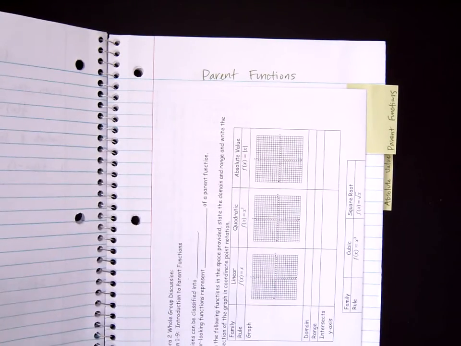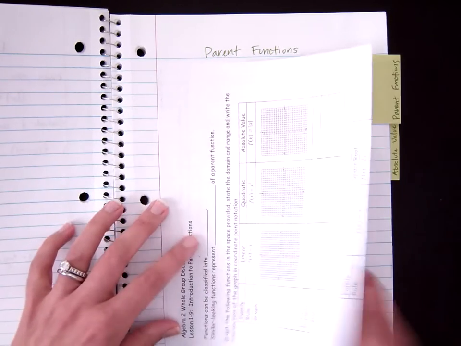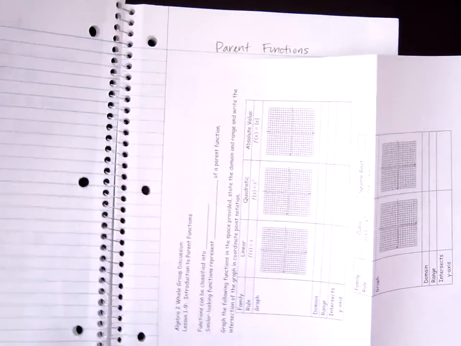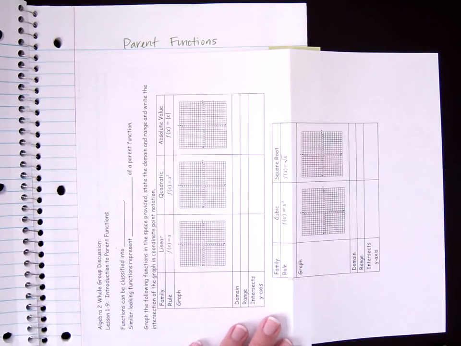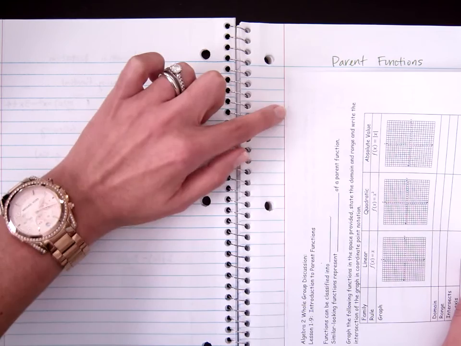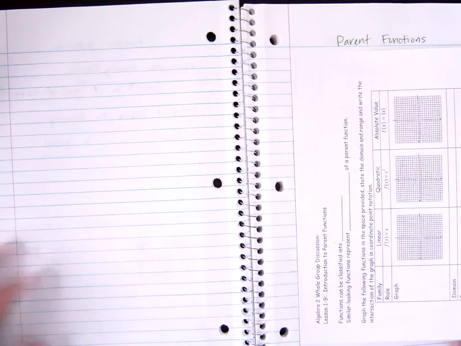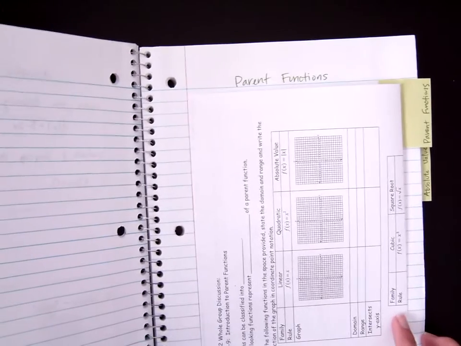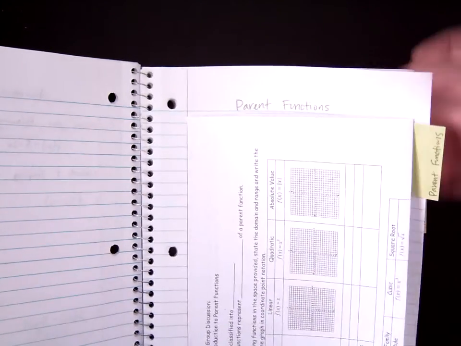Page 13, parent functions. Okay, you had to fill this in for homework. I just folded the full sheet. If you unfold it, you had to do all the parent functions, and then there is a back as well. So again, I only taped right here and then down here, just at the very top, so that you're able to flip it over. Don't tape the corners because you won't be able to flip it over. Okay, so that's parent functions, and then I also made a tab for parent functions. That's page 13. Okay, page 14 is blank.